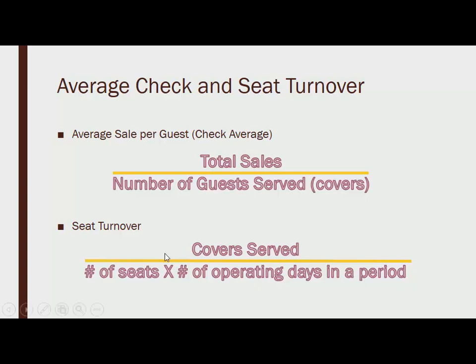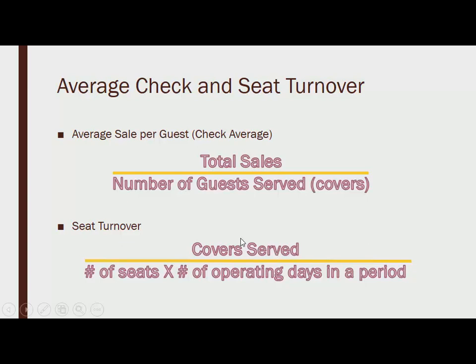Okay. Our seat turnover is how many times we're turning over the seats in our restaurant. So we're going to take our covers served, how many people we served, number of guests served, divided by the number of seats times number of operating days in a period. Now whatever the operating days are in that period, that's the covers we have to look at. You have to make sure you're doing that, right? Because you want to make sure that you're using the covers served in an accounting period to the number of operating days in that operating period. That's a very important part.